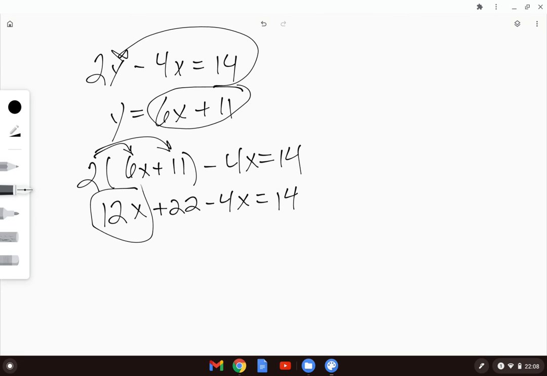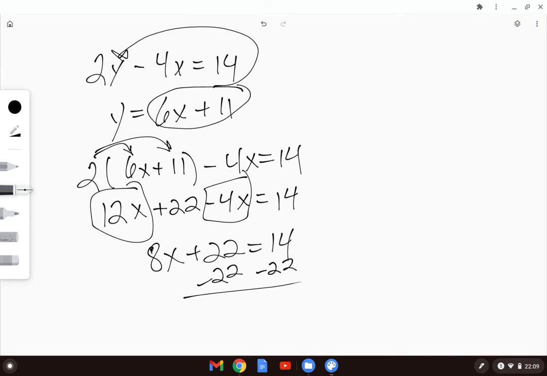So I'll combine my like terms. 12x minus 4x is going to give me 8x. So I have x equals negative 1.